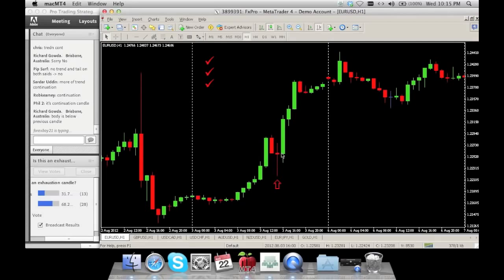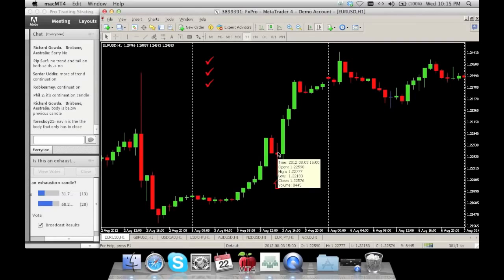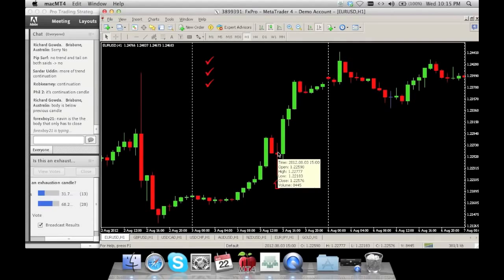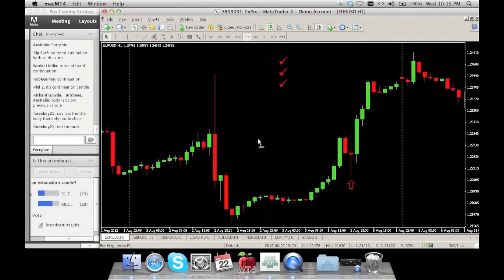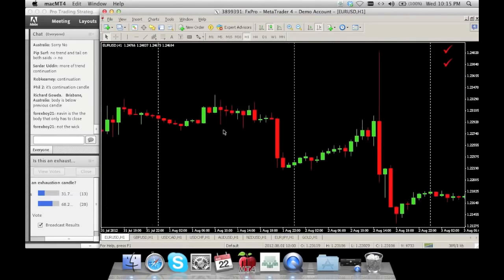Second thing, take a look at how big the body is, and look at the tail on the other side. Look how big that is. Okay, even though we have a big tail on the bottom, but there's a big tail on top as well. That means indecision. When you have decent sized tails on both sides, it means indecision. Okay, so that would be a no for the exhaustion.